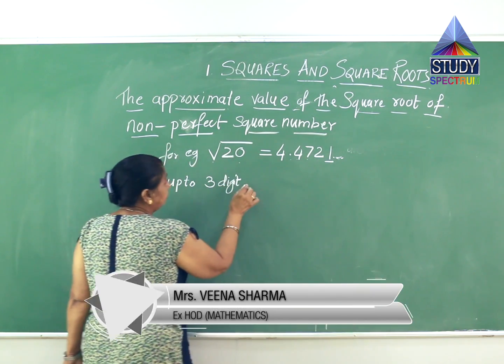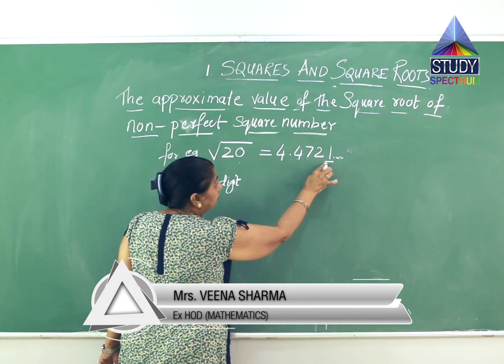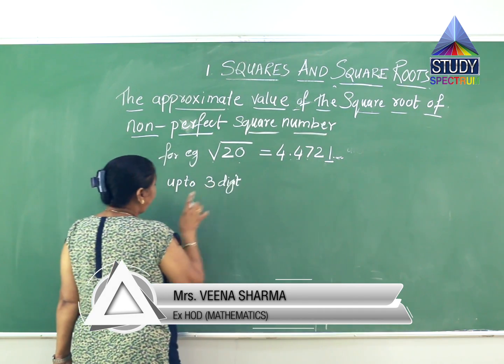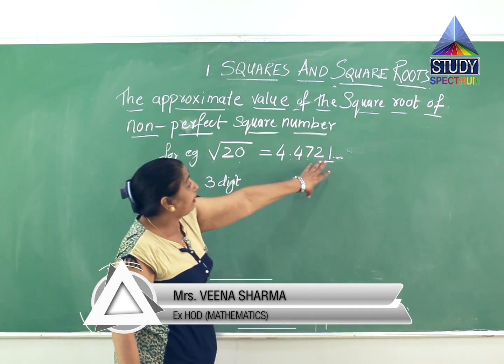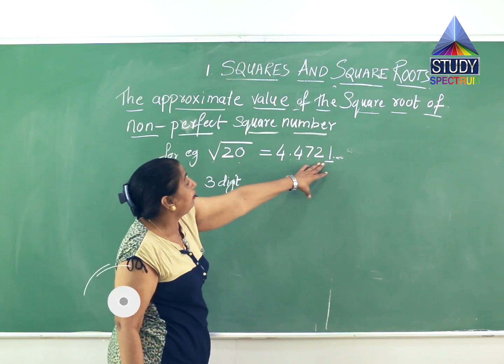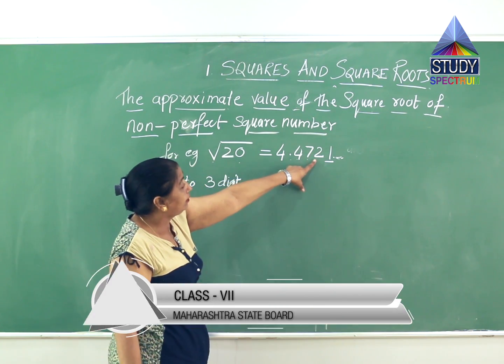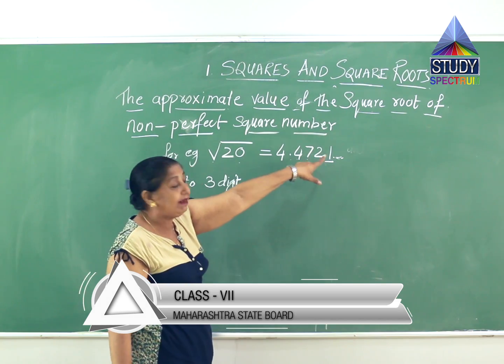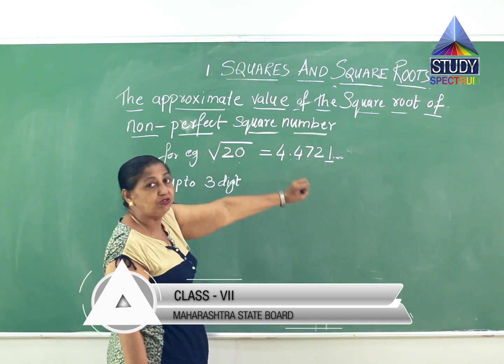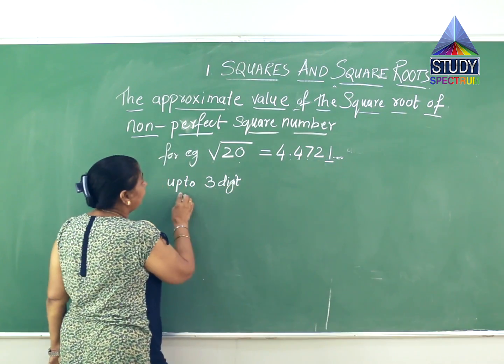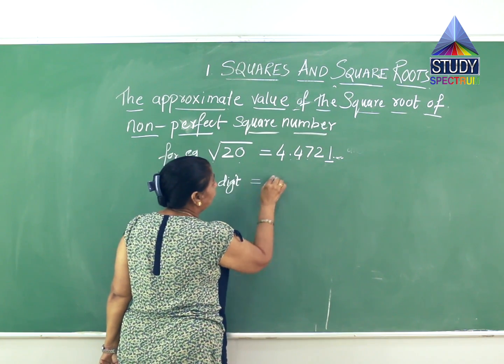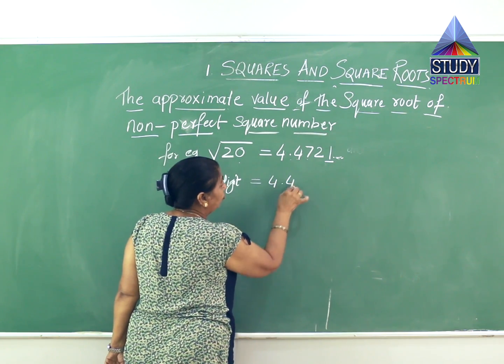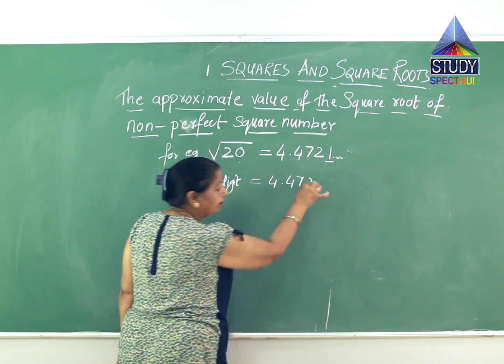Now here in this number, 4th digit is 1 and if it is 5 or greater than 5, then I have to add 1 to the 3rd place. Now here as 1 is less than 5, I will just drop that number and the value up to 3rd digit will be 4.472.